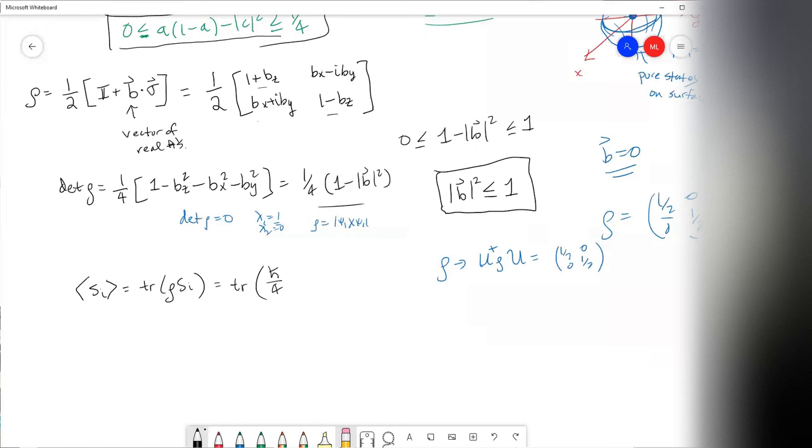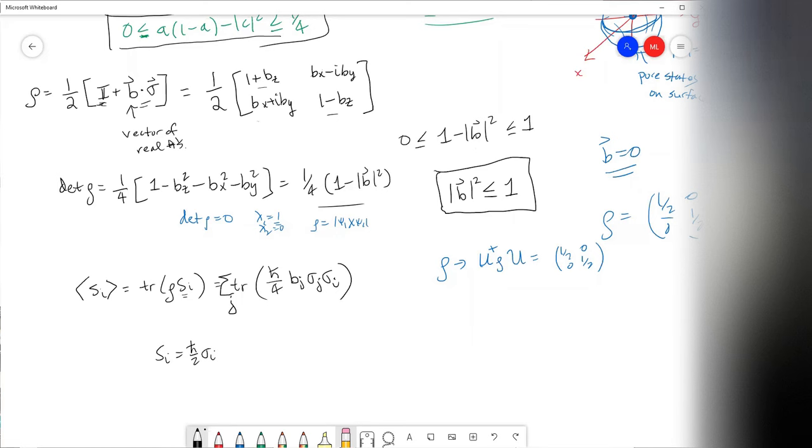So for the identity piece, remember S_i is just ħ over 2 times the Pauli matrix. Since the Pauli matrices are traceless, that part doesn't give you anything. The only part that gives you something is ħ over 4 times b_j sigma_j, summed over the j's, and then it's sigma_i.